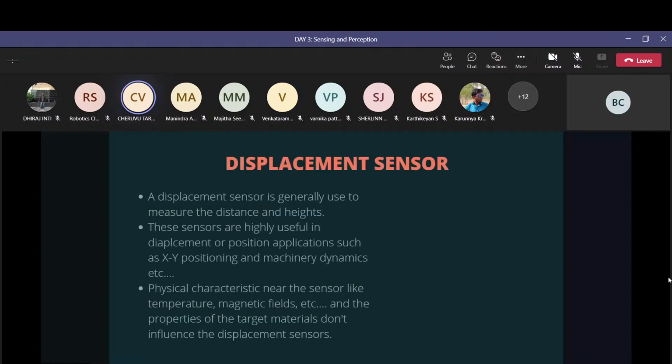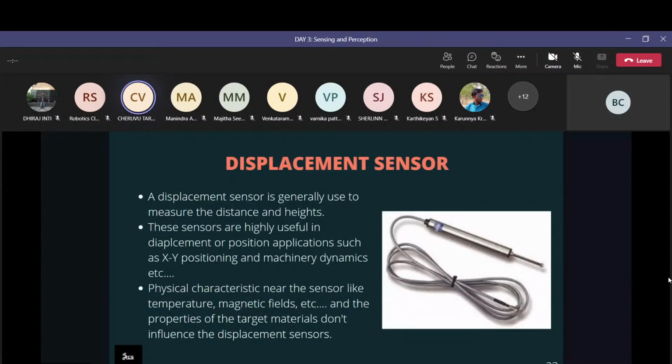Then finally, before we close the topic today, you have displacement sensors. As the word itself tells, a displacement sensor is generally used to measure distances and heights. What do we mean by distance and heights?